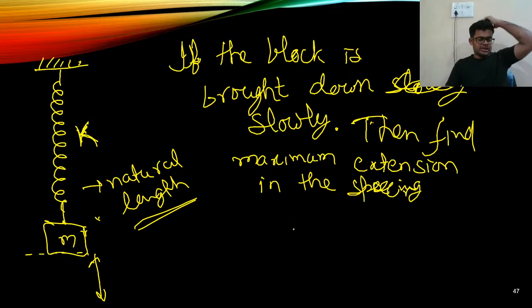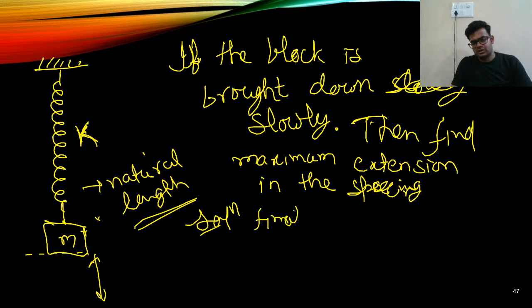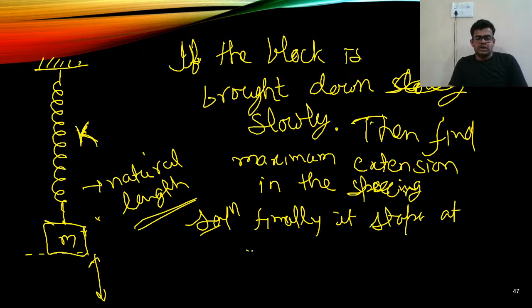So simply speaking, remember whenever it is saying slowly brought down, you are just keeping your hand just below the block, and you are bringing it slowly, so that there will be no change in kinetic energy. No change in kinetic energy means it will just stay at the equilibrium position. So finally it stops at equilibrium, which means it will come to rest. So that will be the maximum extension.